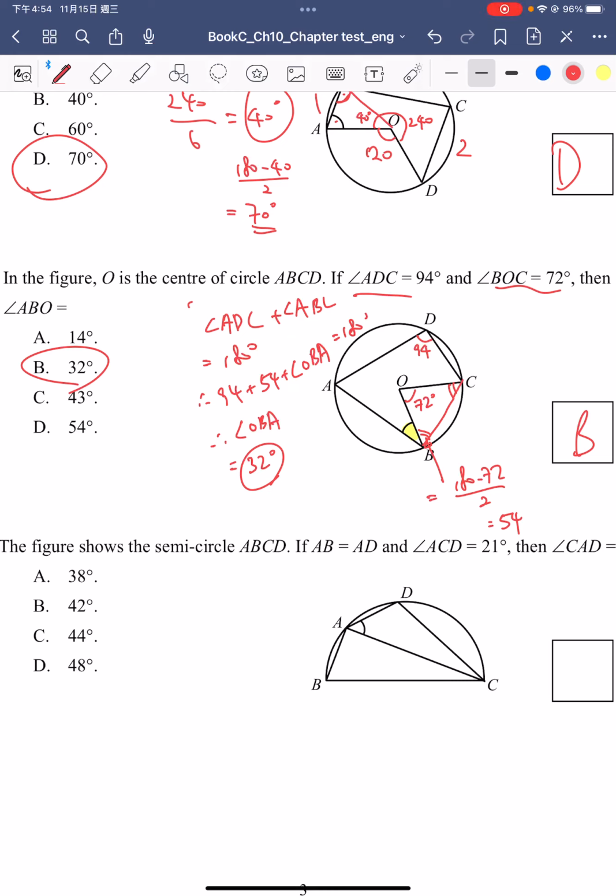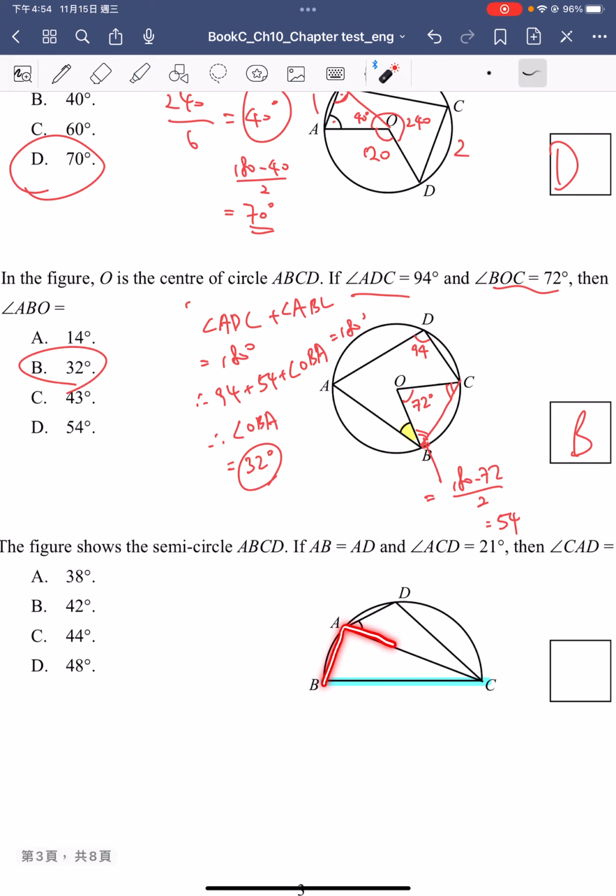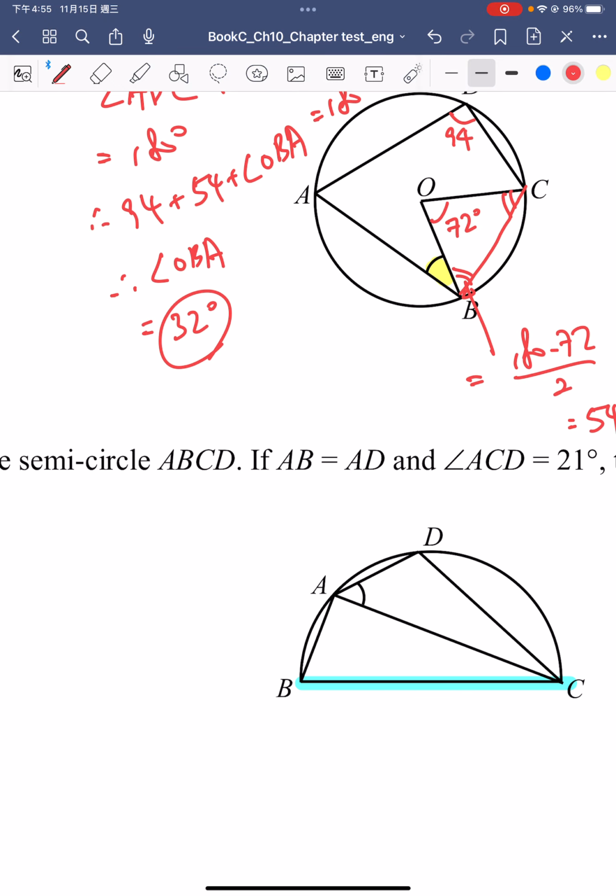Alright, so for question 10, we have a semicircle ABCD, which means that BC is the diameter. Then we have a diameter, then the angle at the circumference is going to be 90 degrees when it's connected with the diameter. So the angle ADC is not 90 degrees because AC is not a diameter. The only 90 degrees we have is this angle BAC. We can write it down as 90 degrees.